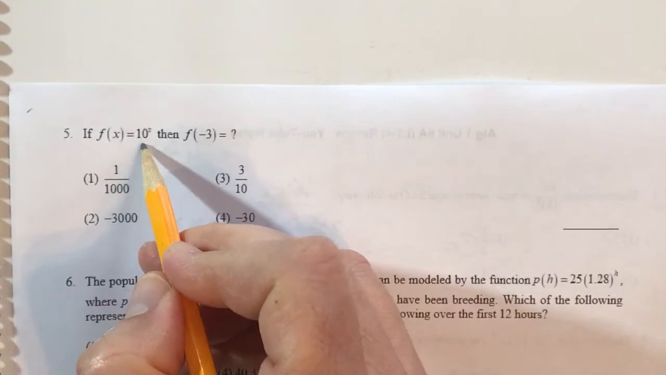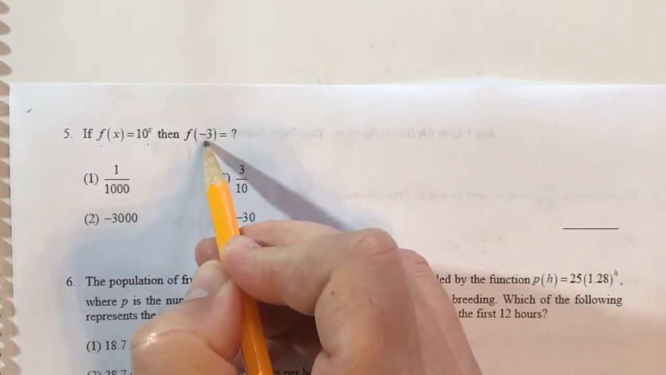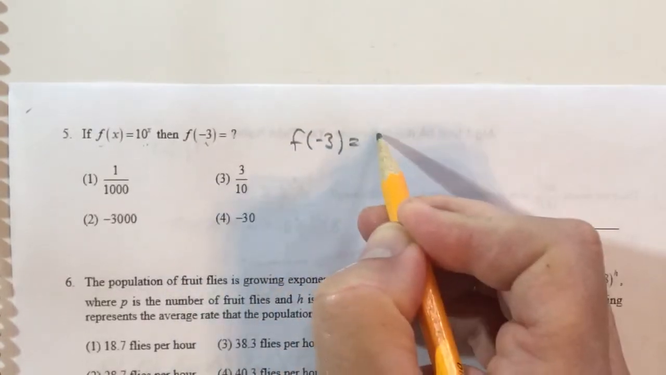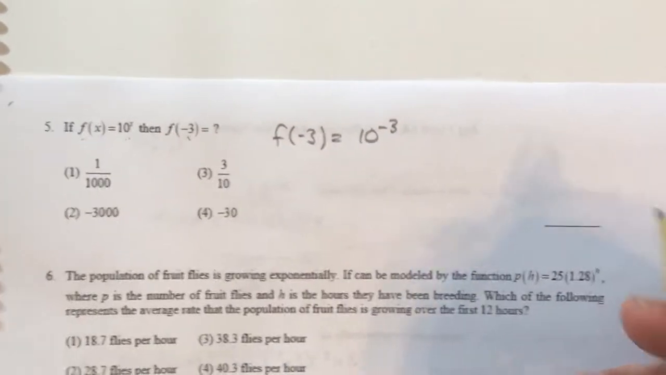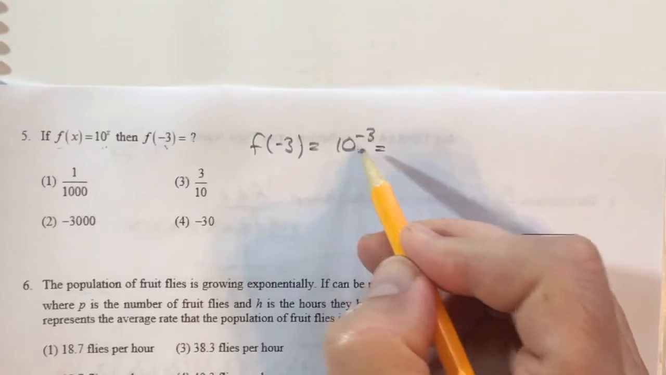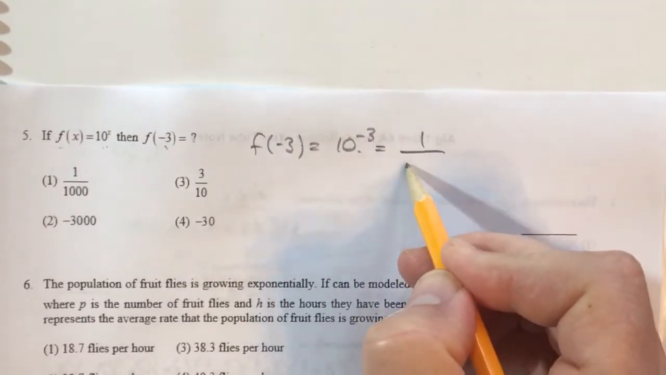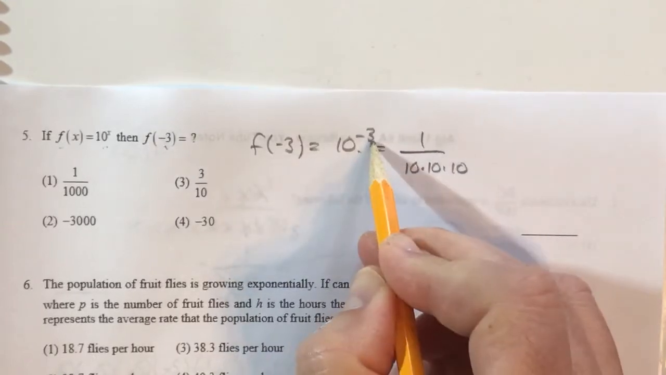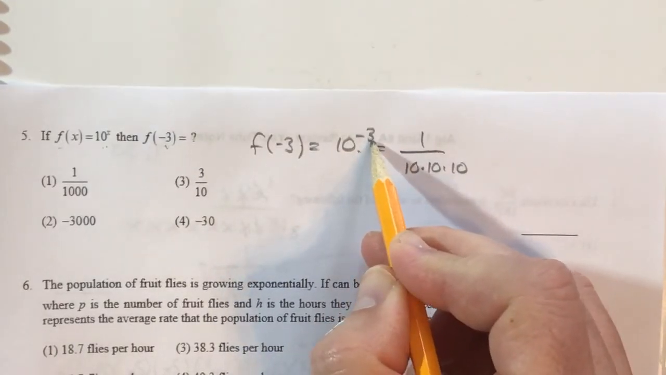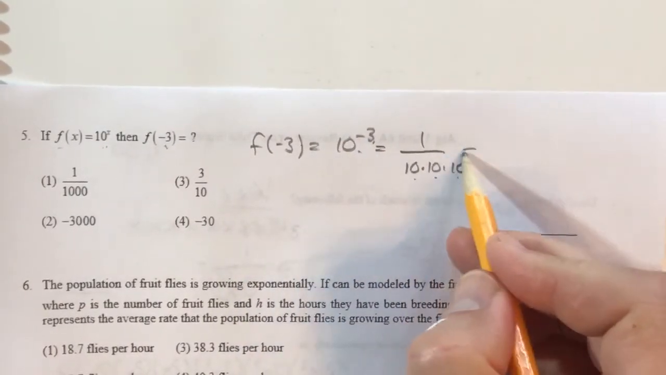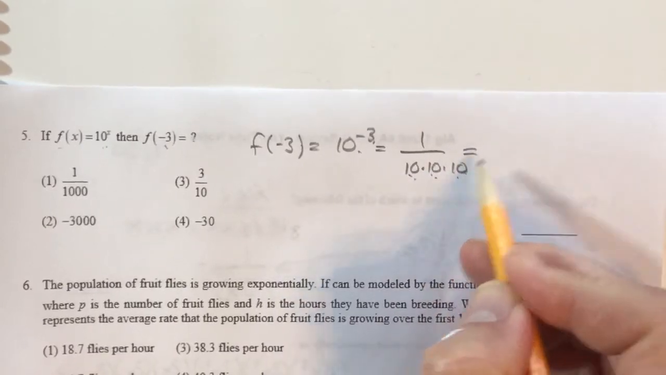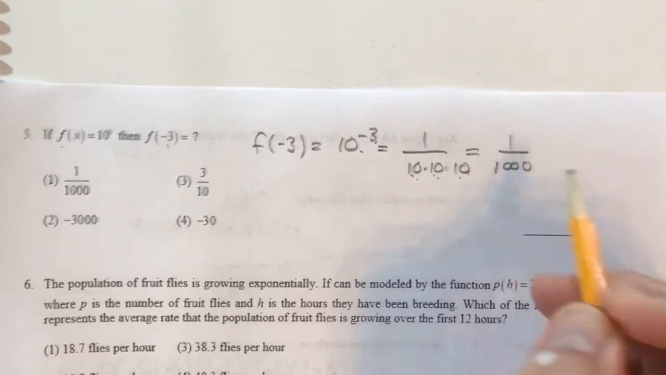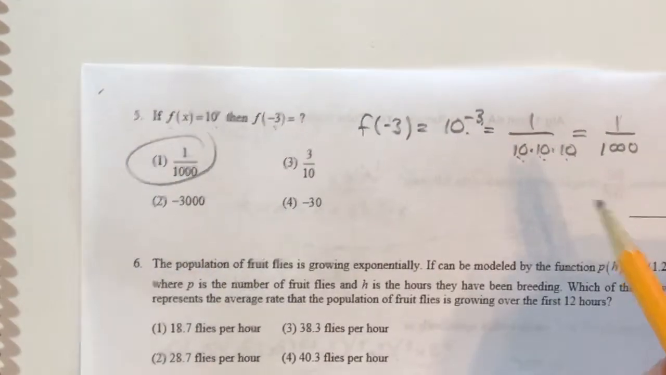Now we got a function written in function notation. If the input's -3, what's the output? I don't know. Let's try it. So f of -3 is going to be 10 to the -3rd power. Now, without a calculator, I know this means 1 over 10, 3 times. I'm dividing by 10 3 times. A negative exponent is not repeated multiplication, it's repeated division. And 10 times 10 is 100, times 10 is 1,000, and so it's 1 over 1,000 is what I'm looking for. That's the answer, choice 1.